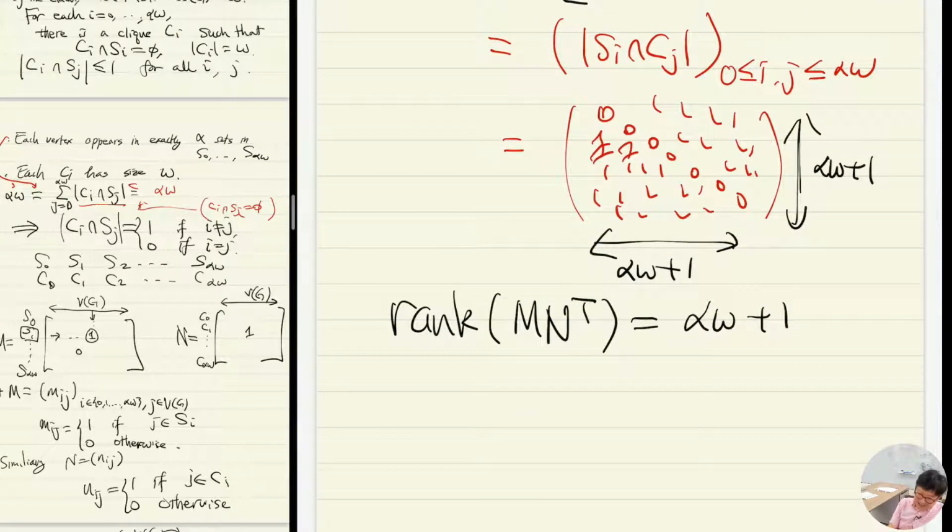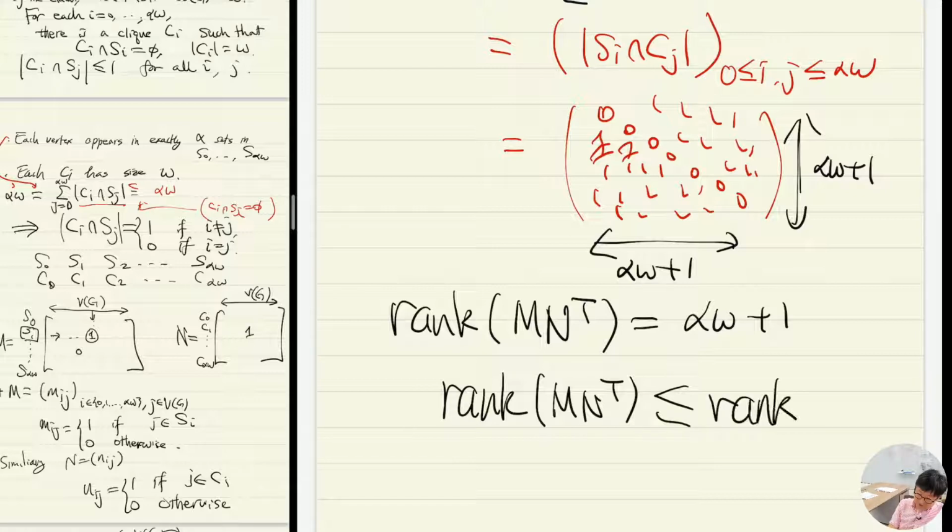Now, here's the thing. The rank of M times N transpose is always less than or equal to the rank of M.